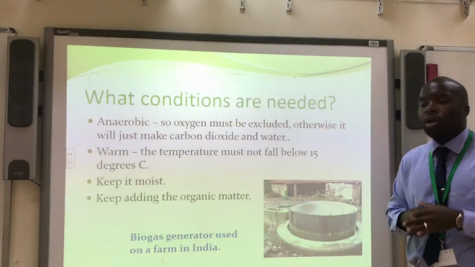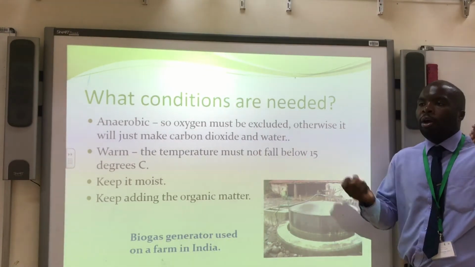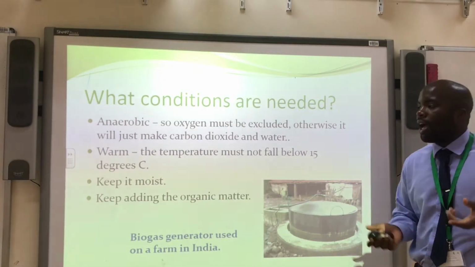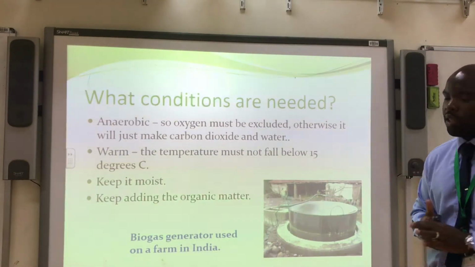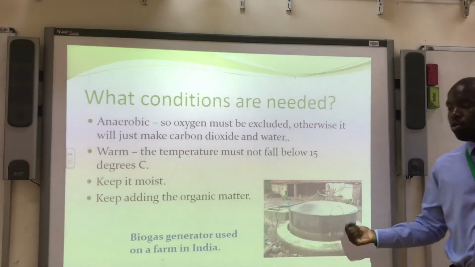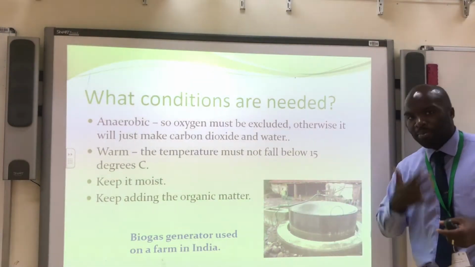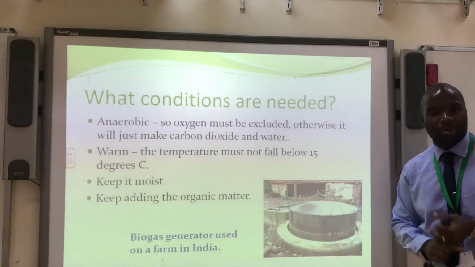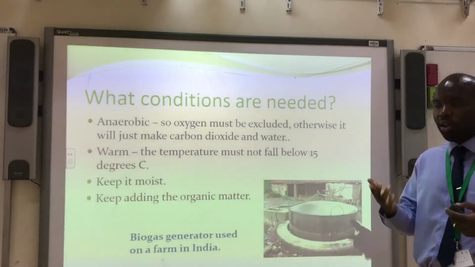The conditions must be warm. If it is too cold, the collisions won't happen, or the enzymes won't be moving fast enough to collide. If the temperature is too high, the enzymes denature, as I'm sure you know. We must keep conditions moist, and in a small biogas generator, we have to keep adding the organic matter, which means we have to keep adding the waste plant material, the manure, the food peelings, etc. So it takes a lot of effort.